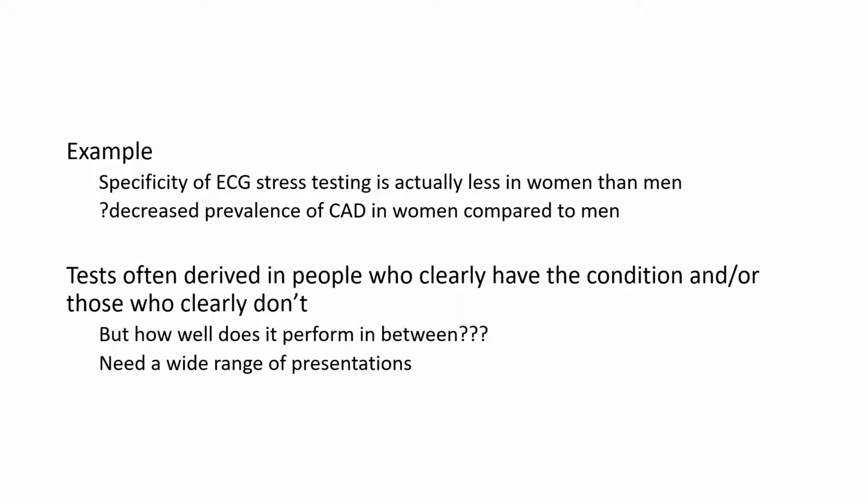For an example, ECG stress testing is actually less specific in women than in men. So there's more false positives in women than in men. Why might that be? It might be because of decreased prevalence of coronary artery disease in women compared to men. And so if we have a lower prevalence in a population, a test might more likely be a false positive, for example. So in women, ECG stress testing is actually less specific than in men.